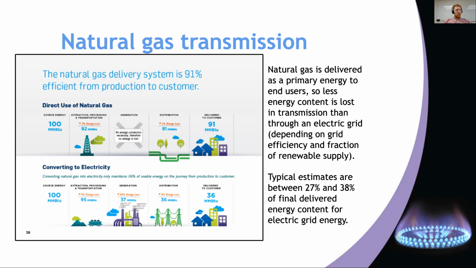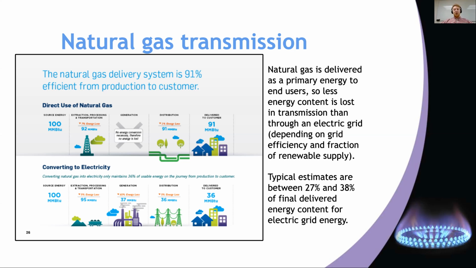So part of the reason for this state of affairs is the transmission process. When natural gas is extracted from wherever it is, it goes through a relatively minor process of refining and transportation through pipelines, and then is delivered directly to a customer or to a home as a primary energy source. And that's why we avoid the generation losses and the distribution losses that we see from an electric grid.